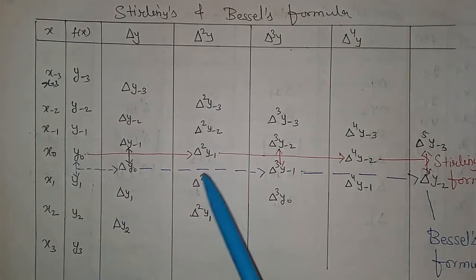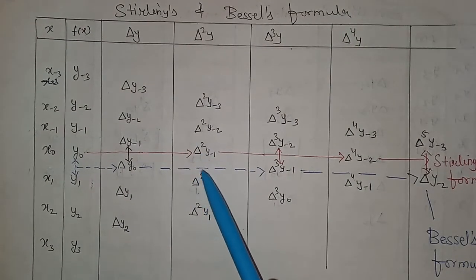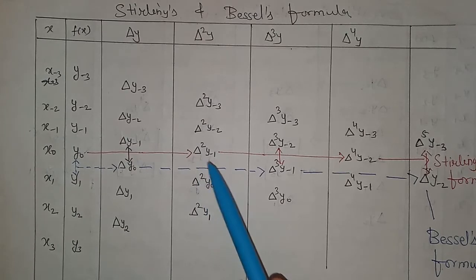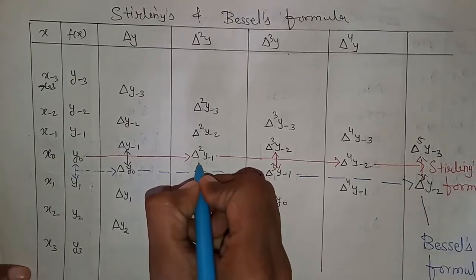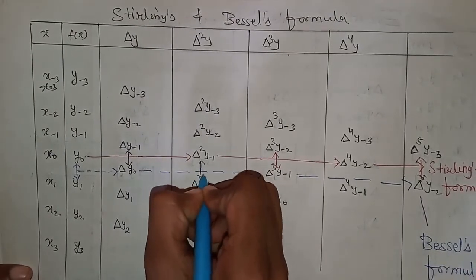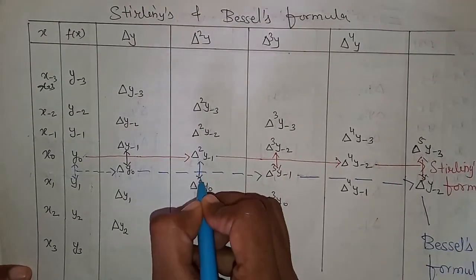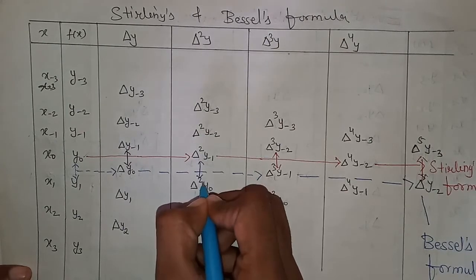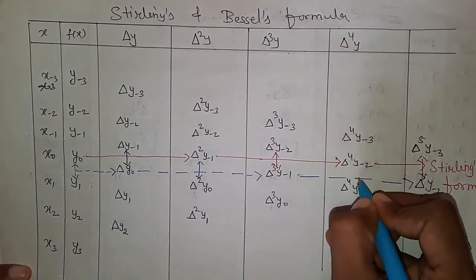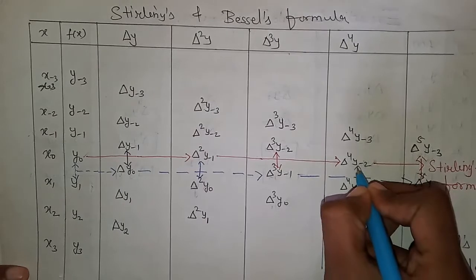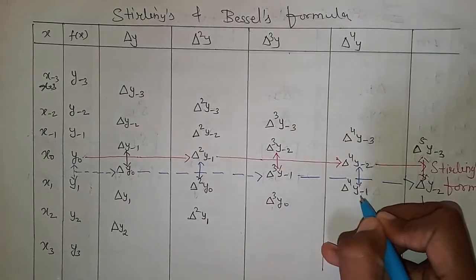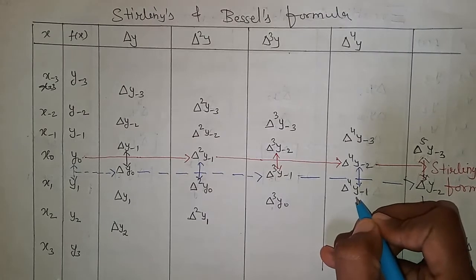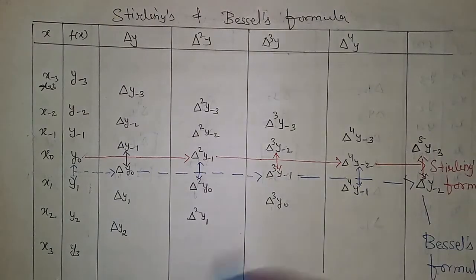here we will add delta square y minus 1 and delta raised to 2 y0, then divide it by 2. So like Stirling, where the line is not covering any difference, at that place we will add these two and divide by 2. Again here also there is no value, so we will add delta raised to 4 y minus 2 and delta raised to 4 y minus 1 and divide by 2. So this is the formula for Bessel's interpolation.